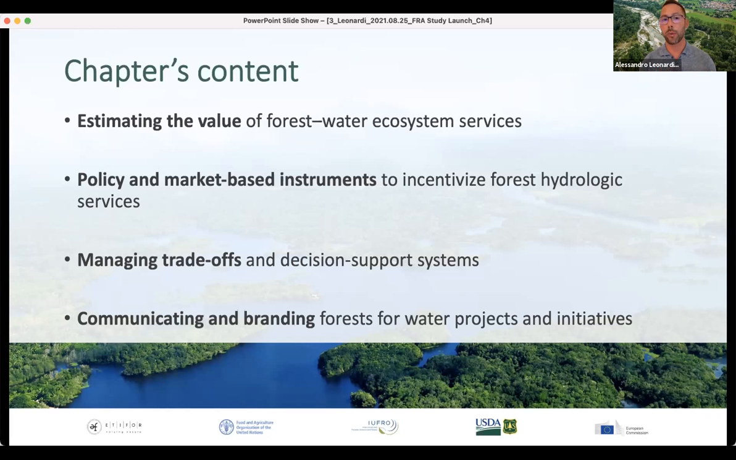Then we move on to the policy and market-based instruments that we have at the moment to incentivize forest water-related services. Then a subsection is also working on how to manage trade-offs between different water-related ecosystem services, and also providing decision support systems for the management of the trade-offs. Finally, we also want to add some original content on how we can use marketing, communication, and branding in order to increase the value of water-related ecosystem services provided by forests.